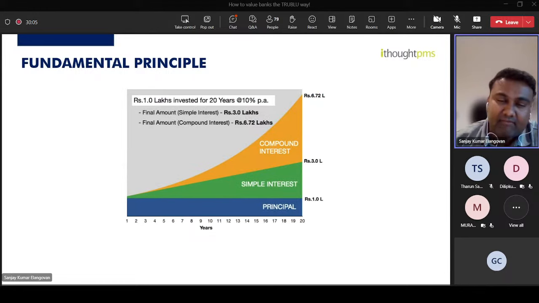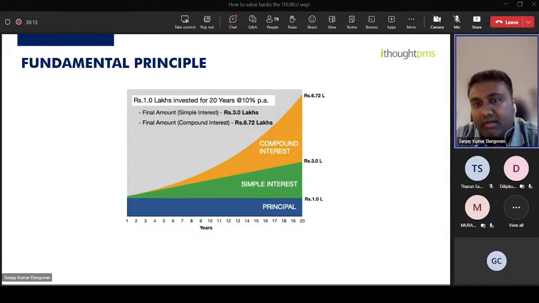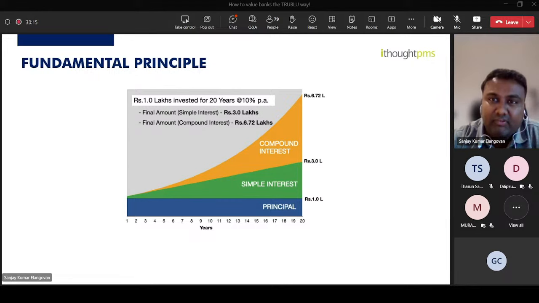Another graphical representation of how big this compounding can be. Let's say you start with 1 lakh and you invest it for 20 years at 10% per annum. If it's a simple FD or a bond, you'll make 3 lakhs. But if you give it to a bank, they would have made 6.72 lakhs, right? So this is the power of compounding.